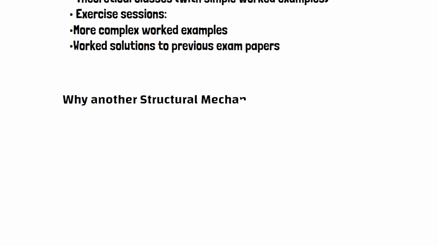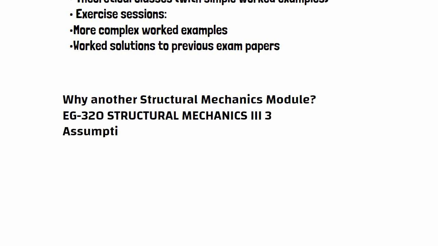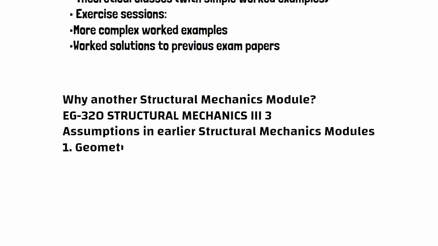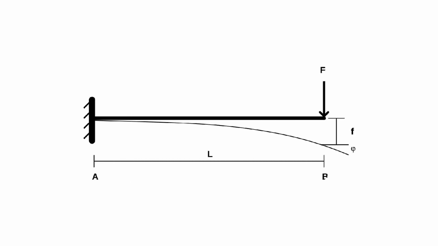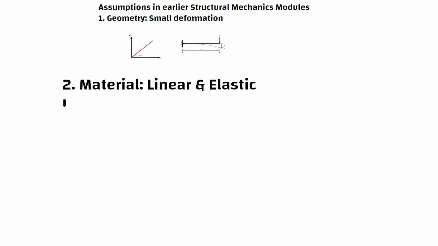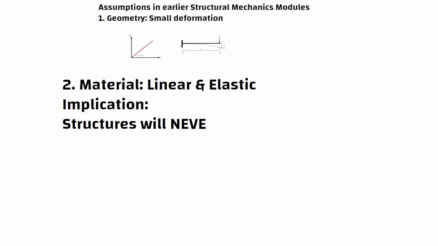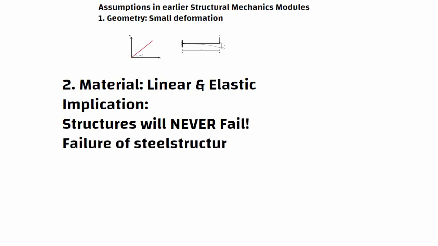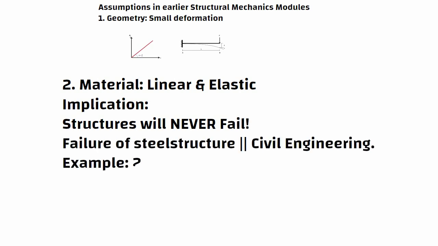So why another structural mechanics module? There were assumptions in the earlier mechanics module, that is geometric, small deformation. So the implication is that the structure will never fail. We will also see examples.